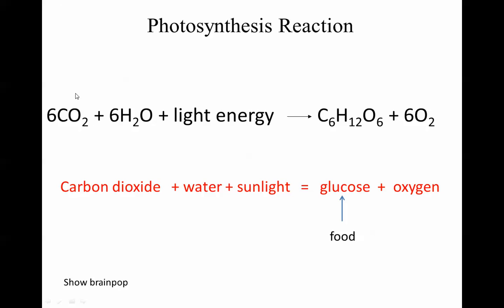When you look at it, you know that CO2 means carbon dioxide. You know that H2O is water. So when you see these sixes in front, that just means 6 carbon dioxide molecules plus 6 water molecules plus light energy makes this C6H12O6. That is the chemical formula for glucose, so that's the food, plus 6 oxygen molecules. And I have below here in red the words so that you can understand what all of these things are. So this is the chemical formula of photosynthesis.